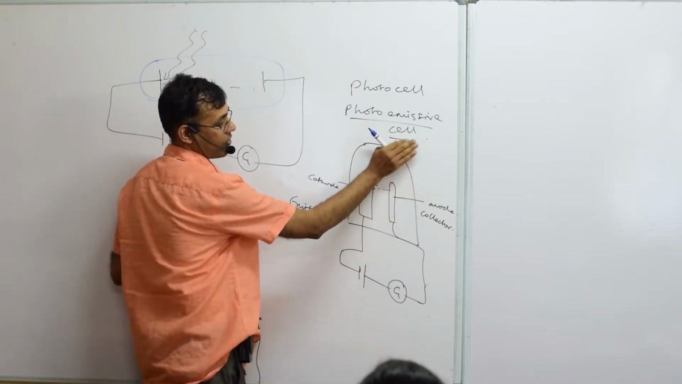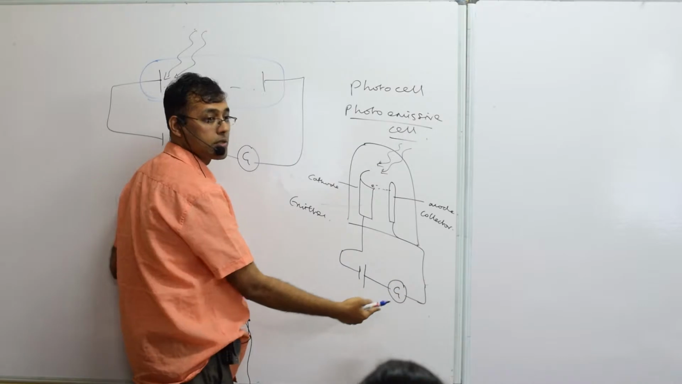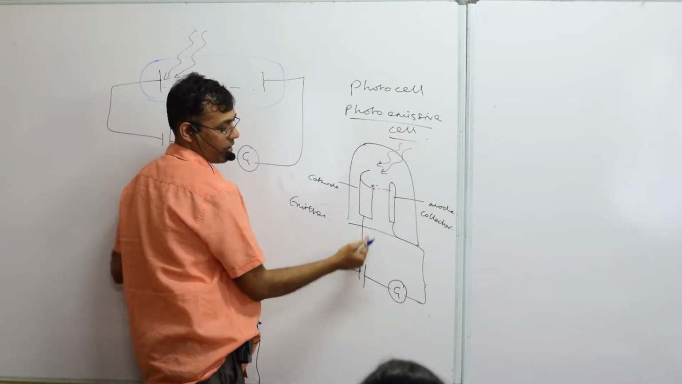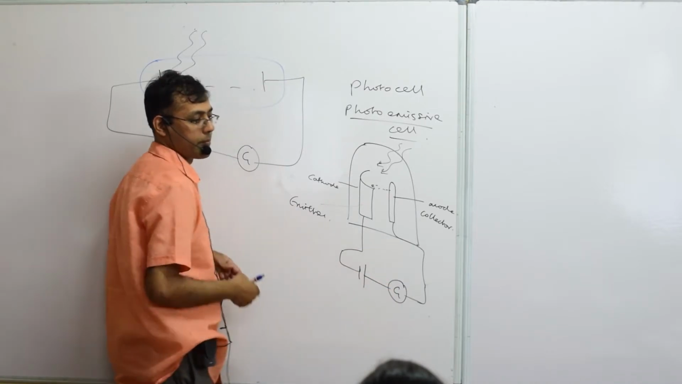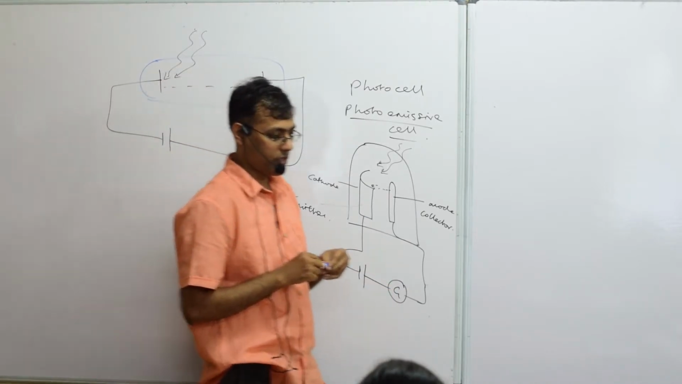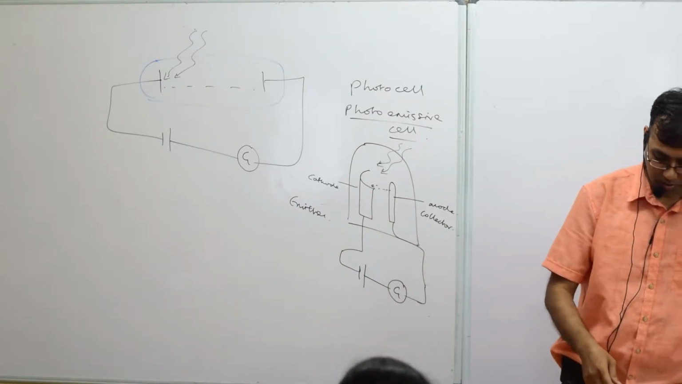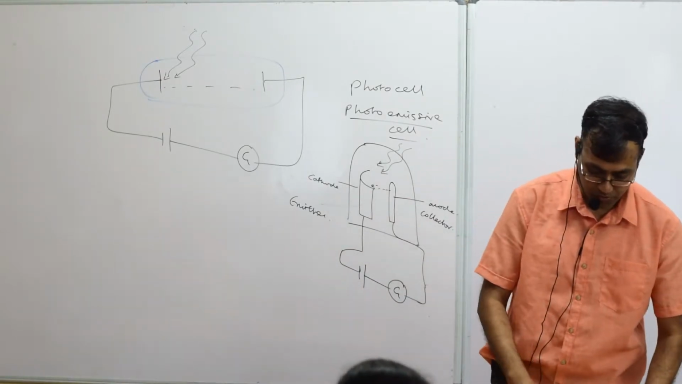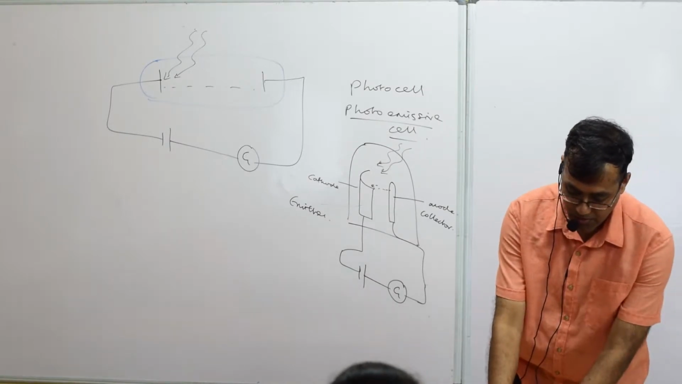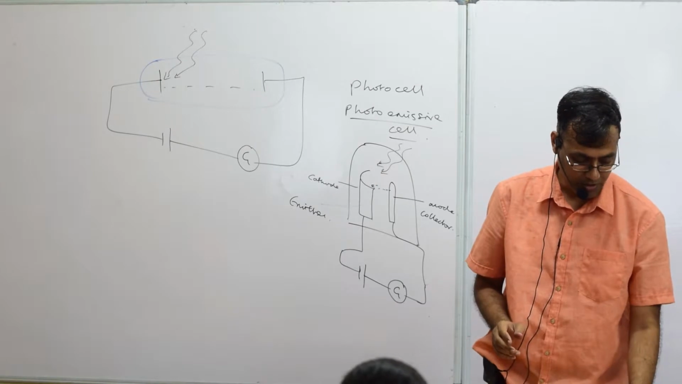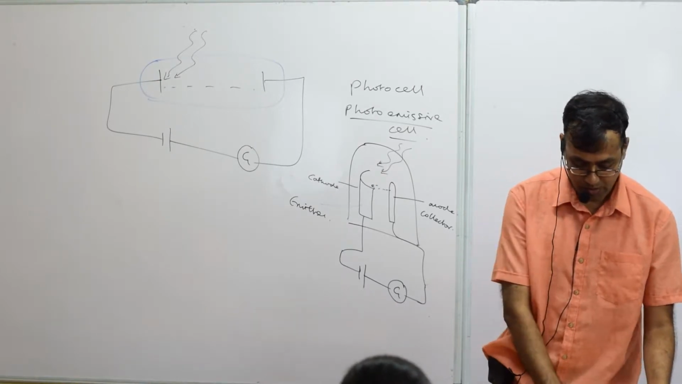But if I don't have the UV rays, what will happen? Will you see any deflection? No, right? Only when you put some kind of radiation, you will be able to see the galvanometer deflection. Okay, so let's try that. So I can show you again, as I said, this is not a photoemissive cell. Maybe I will try to find out if there is some photoemissive cell available in the market. But this is actually photodiode, but the functioning is slightly similar. The applications are also very similar.